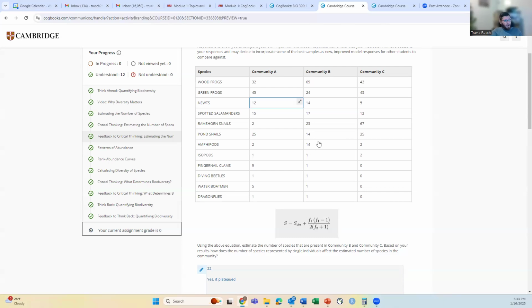So we have a lot of rare species. We had 5 species that only had one in this community compared to we only had 3 in this community. So we would estimate that there would probably be more in community B than community A, because if there's a lot of rare species, it means that there might be other rare species that we potentially missed and didn't even collect anything from.